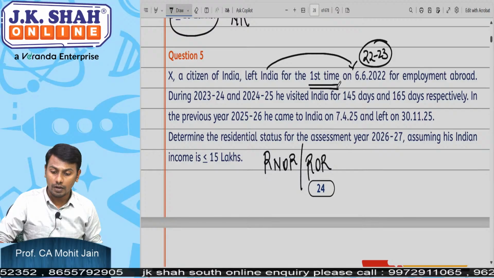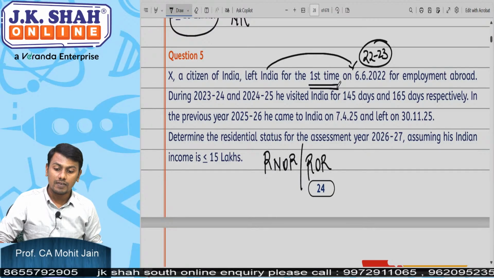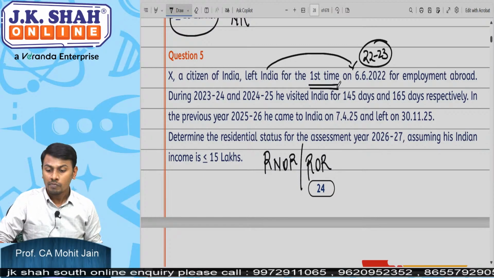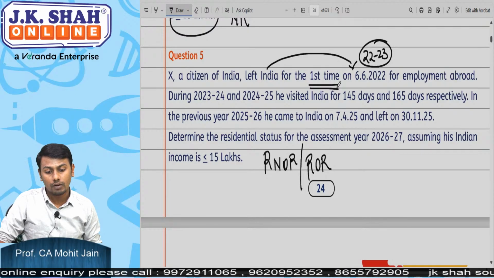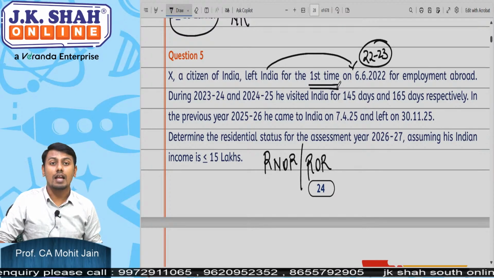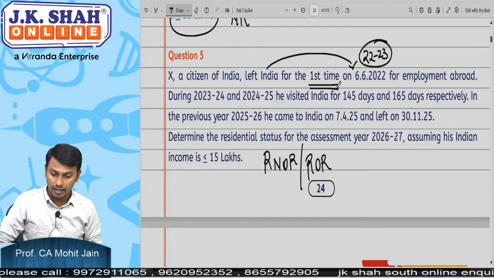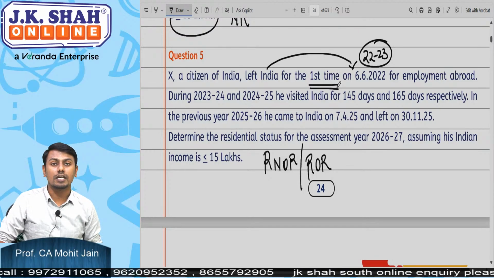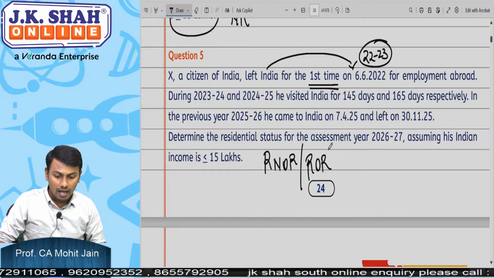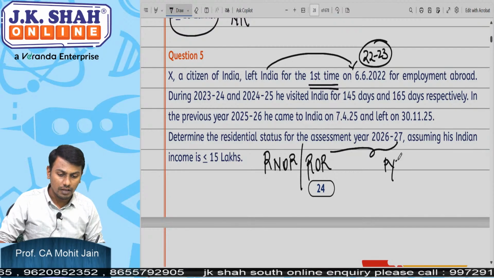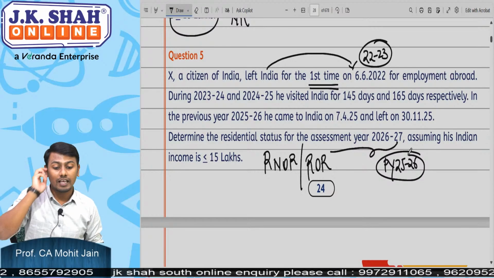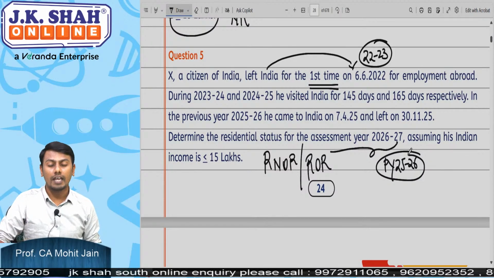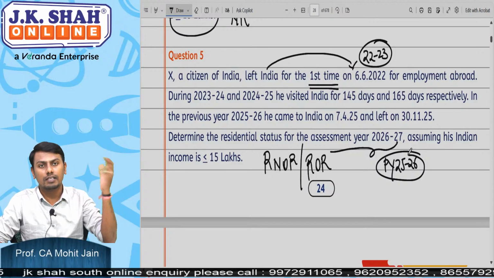During 23-24 and 24-25 he visited India for 145 days and 165 days respectively. In the current previous year, 25-26, he came back to India on 7th April 25 and left India on 30th November 25. Determine the residential status for assessment year 26-27. Assessment year 26-27 means previous year 25-26, assuming his Indian income is less than equal to 15 lakhs. First let us plot the data, then we will see what to do.